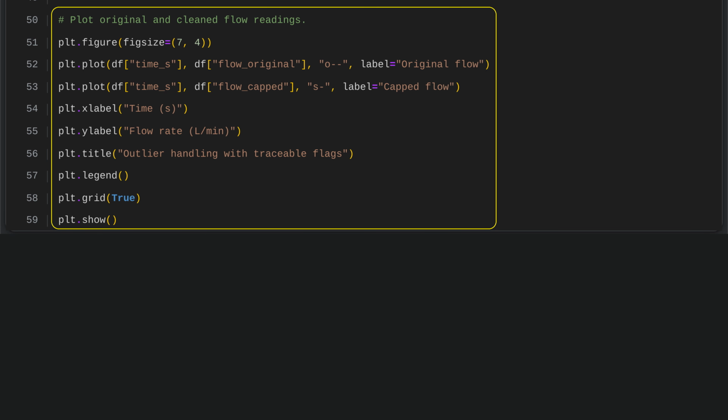This plot compares original flow readings with capped cleaned readings over time. The original data is shown with dashed lines and circles, while the capped data uses solid lines and squares. Axis labels, a title, a legend, and a grid make the chart easier to interpret and help highlight how outlier handling changes the flow measurements.